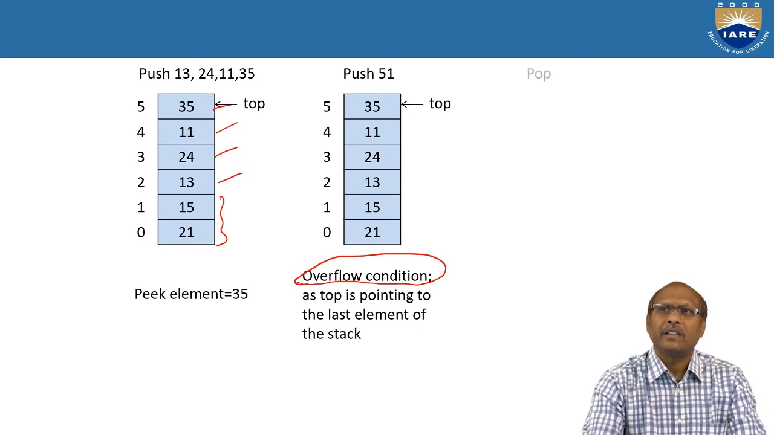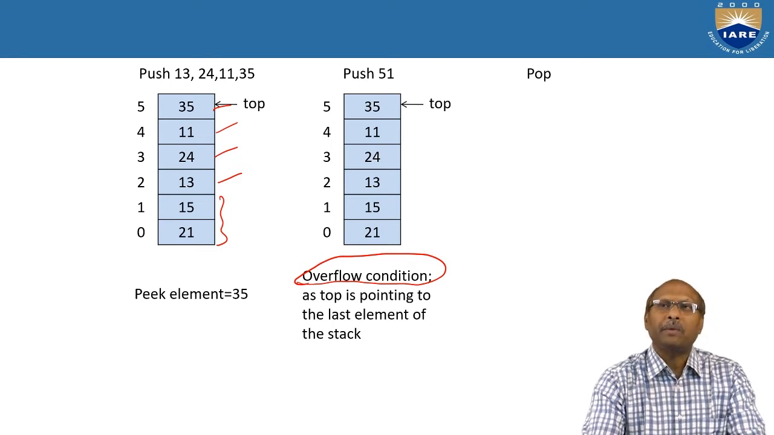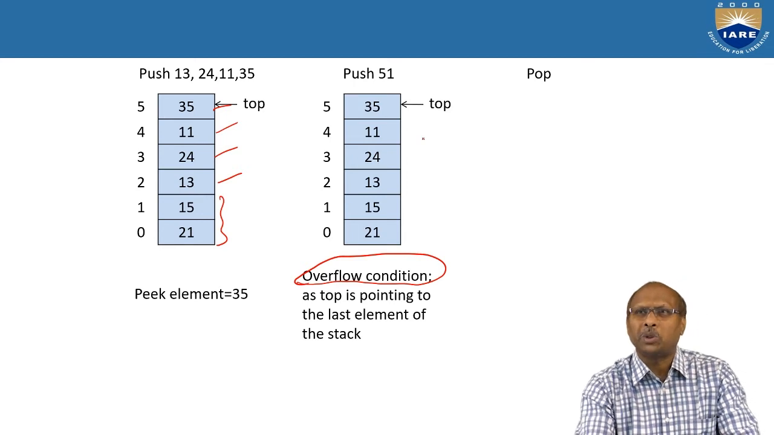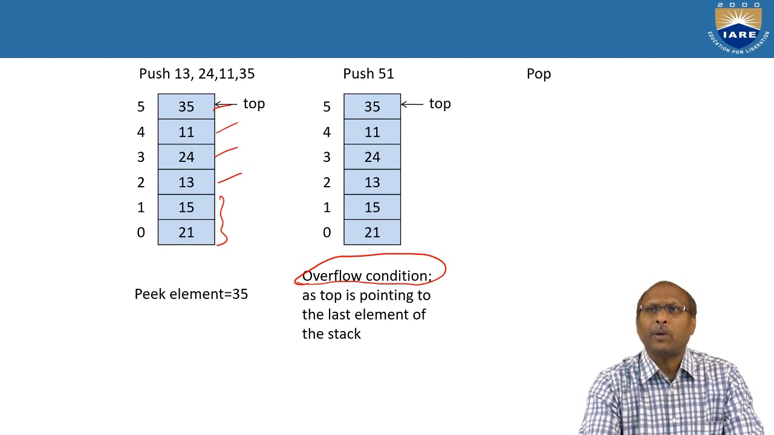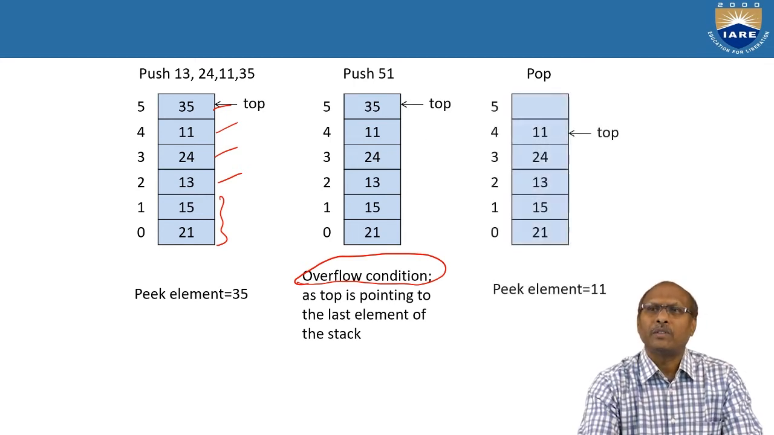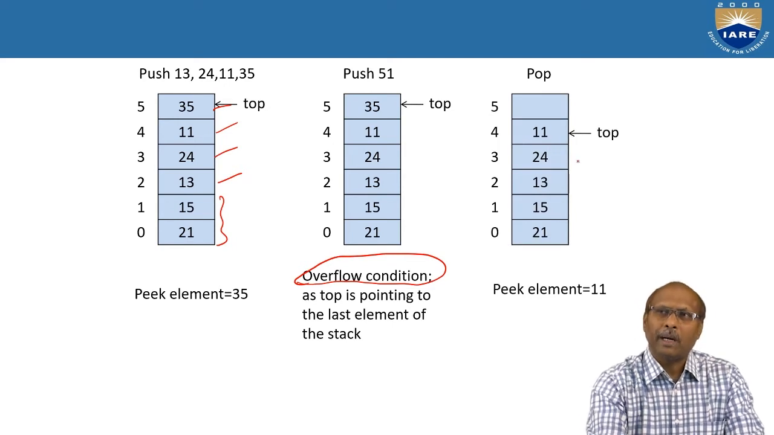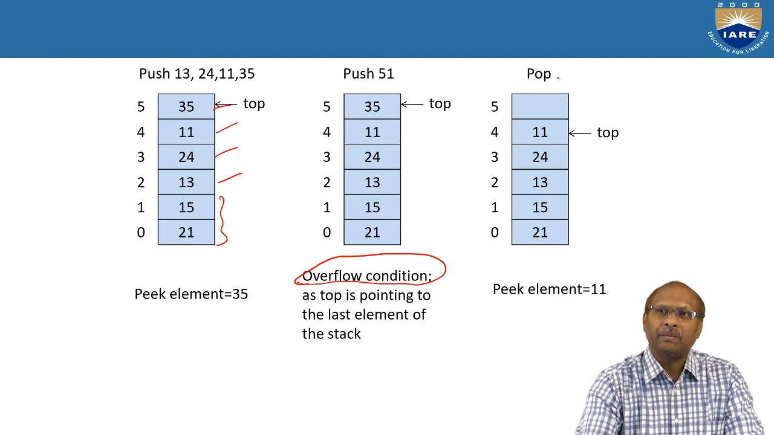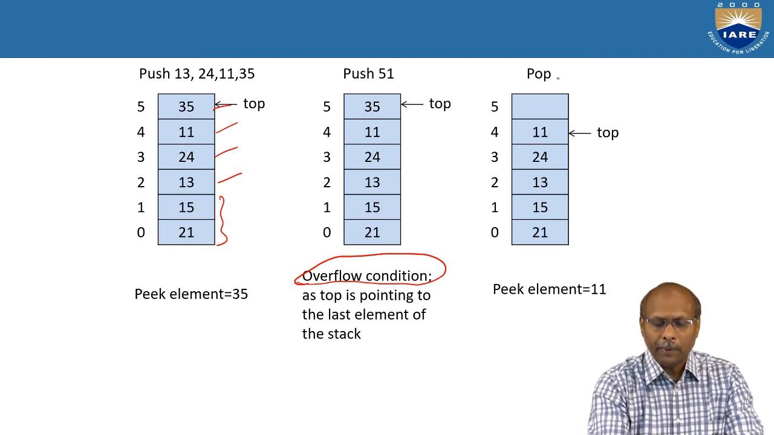Similarly, pop. Pop means removing an element. Which element will be removed now? Can you guess? Always wherever the top is pointing, that element will be removed. Currently the top is pointing to position 5, so 35 will be popped out. So 35 is gone, and now the top has come down. After deleting the element, the top decreases. Remember, pop is nothing but deletion. The peek element means the top element.